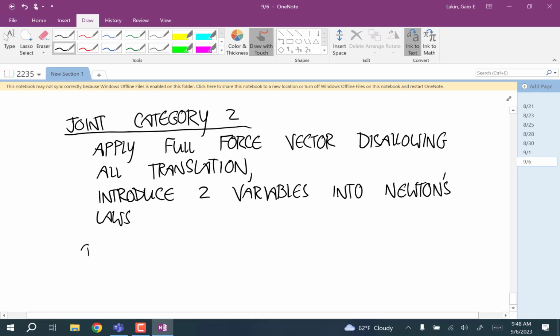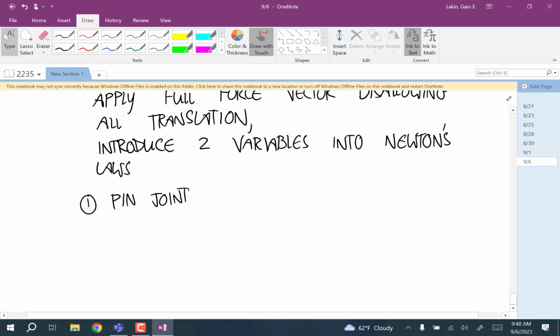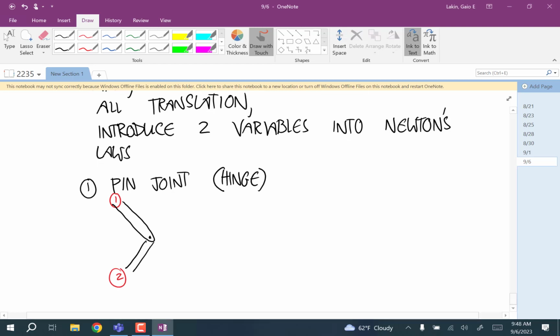There are 2 types. The first one is a pin joint, like the knee joint thing that I showed you here. So the object can rotate around a pin. Also, you might see this called a hinge. So if this is body 1 and this is body 2, I'm sorry, I don't mean to race, but I am trying to finish this before class ends.